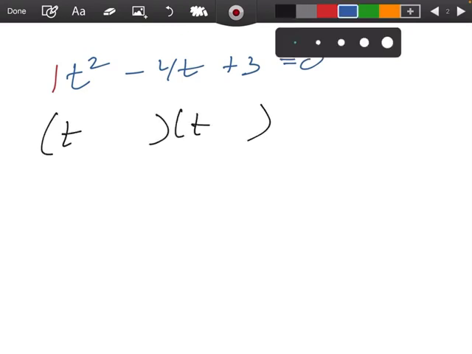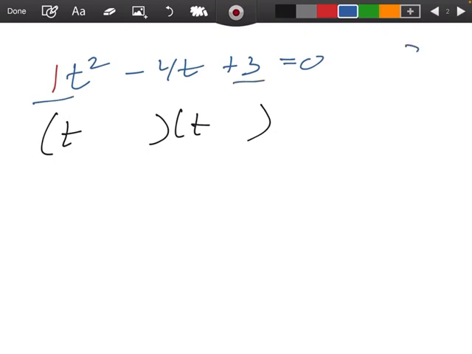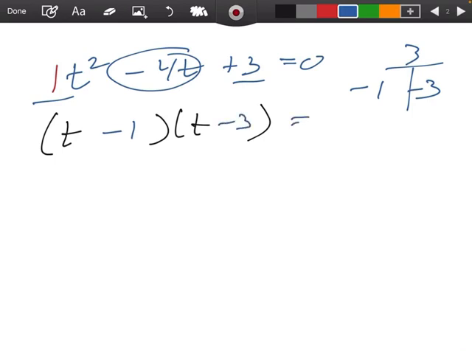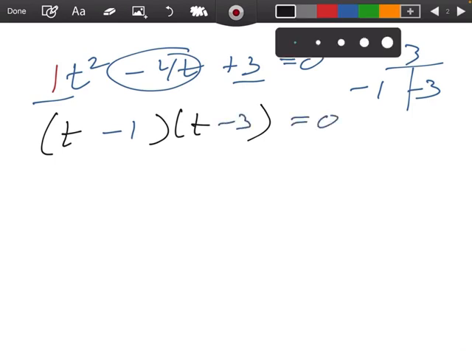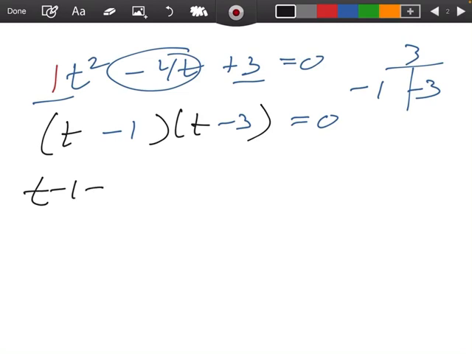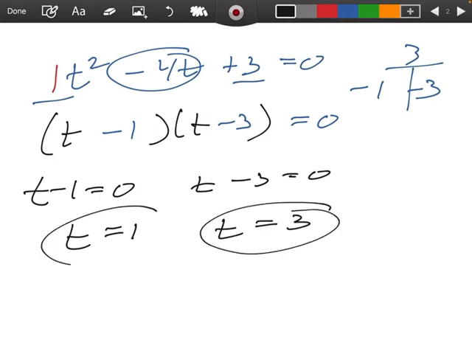We're going to say that 1 times 3 is 3. So the numbers that I know that multiply to 3 are 1 and 3, but I need them to add up to a minus 4. So a minus 1 and a minus 3, still equal to 0. Now when we set each part equal to 0, we're going to get t is equal to 1 and t is equal to 3.